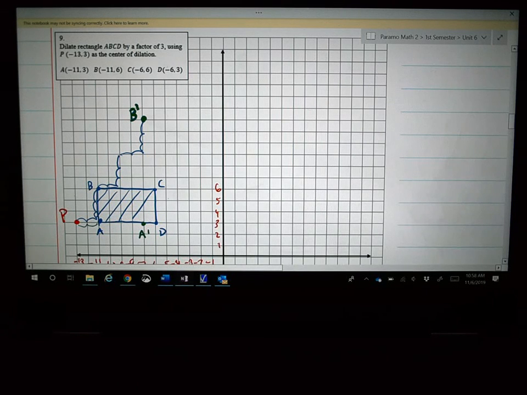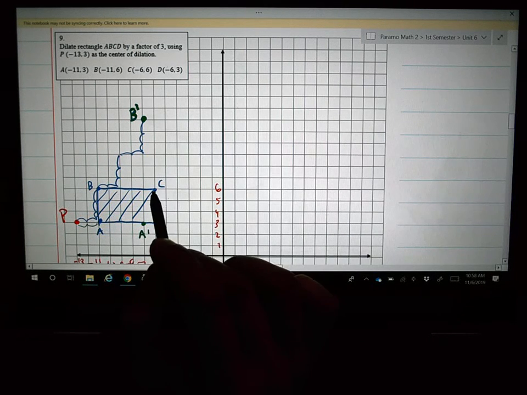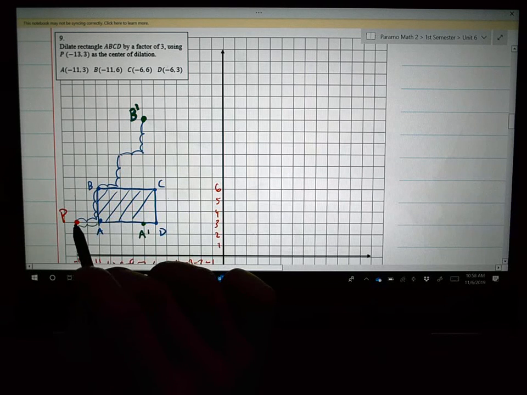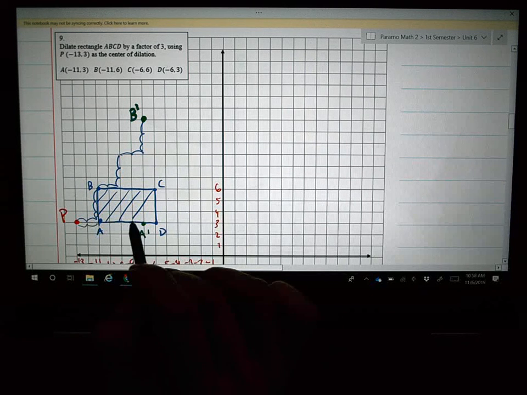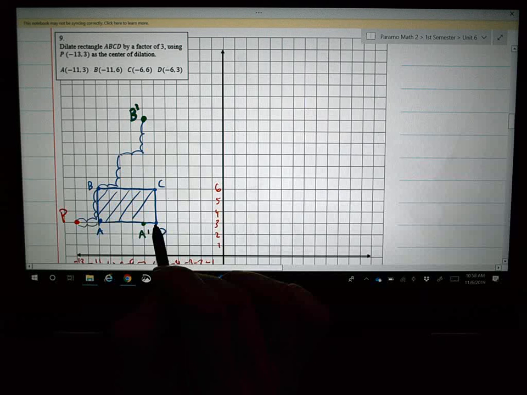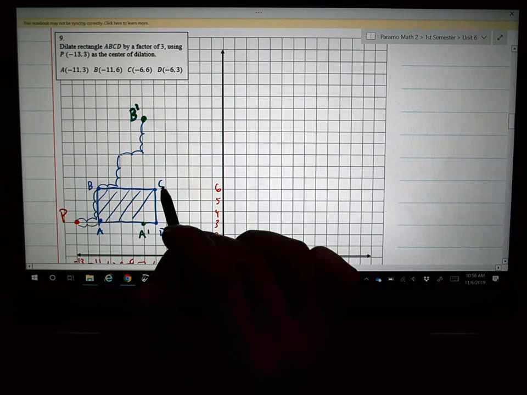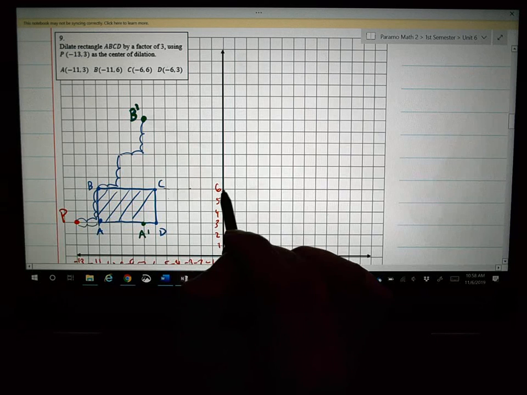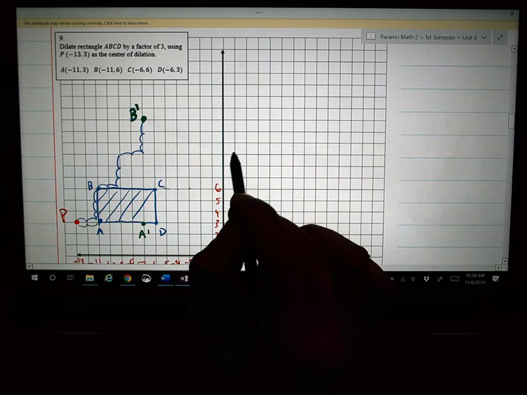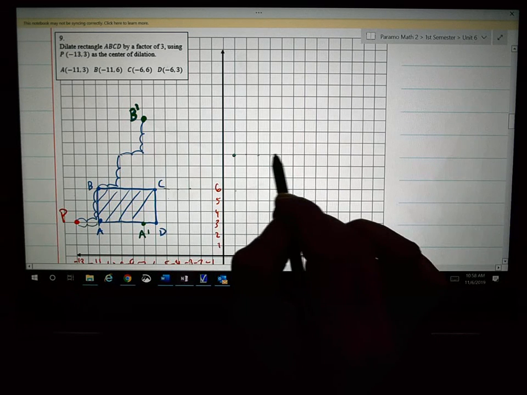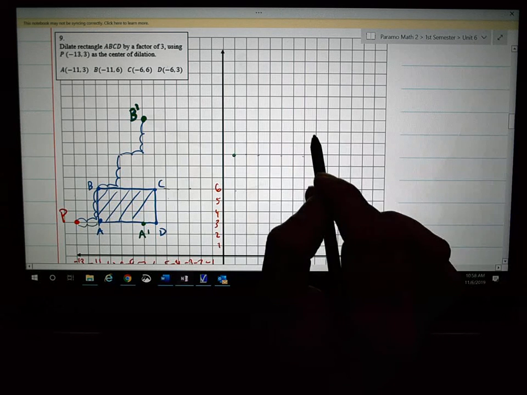If I want to know where C prime needs to be, I count horizontally. 1, 2, 3, 4, 5, 6, 7 horizontally to the right and 3 up. Well, that's a scale factor of 1. 1, 2, 3, 4, 5, 6, 7, and 3 up.